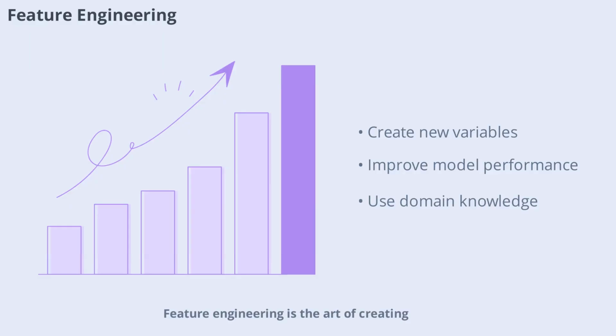Feature engineering is the art of creating new variables or features from the existing data. These features can help improve the performance of machine learning models. For example, combining date and time into a single feature or creating categories from continuous values. Good feature engineering requires creativity and domain knowledge. It's a key step in turning raw data into actionable insights.